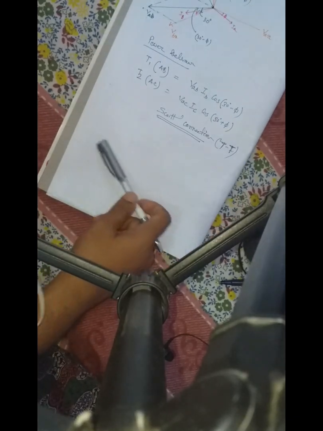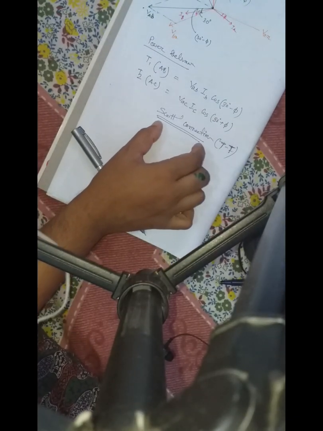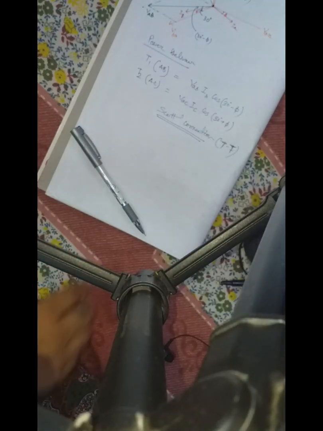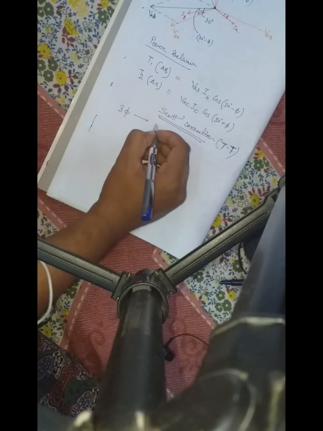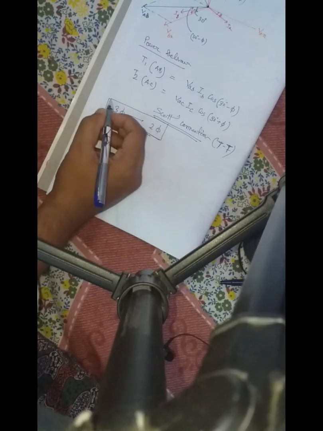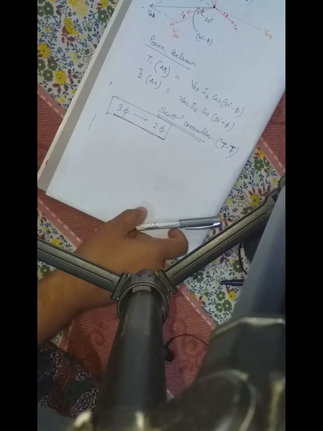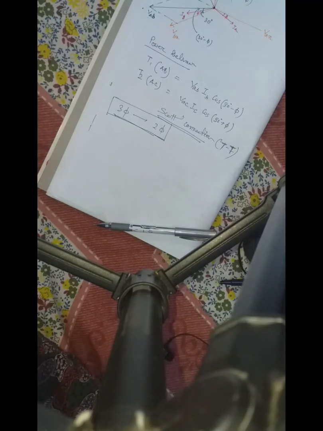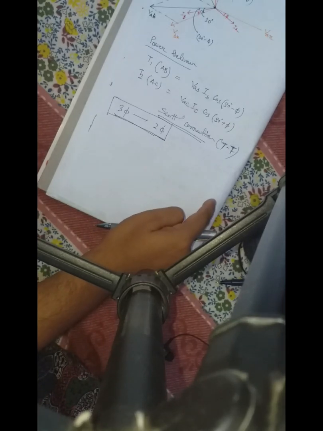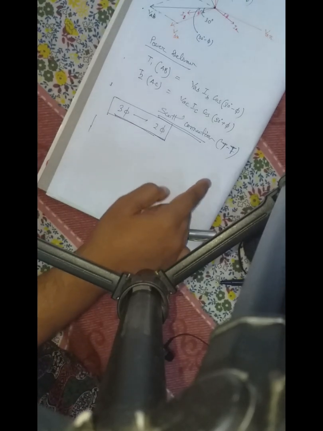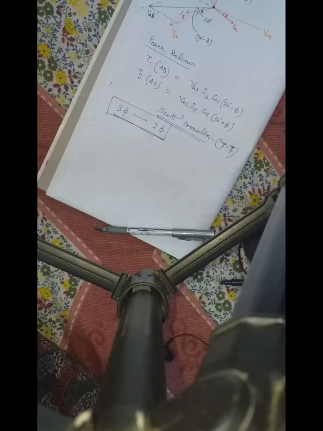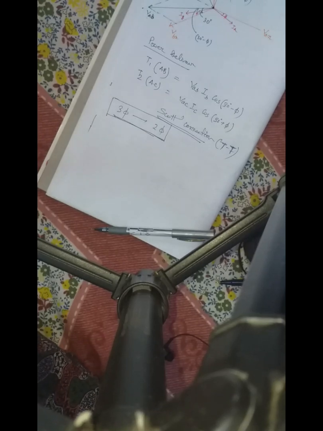The application of this Scott connection is to convert 3-phase to 2-phase. The most important point: many MCQ exams in the government sector ask which is the 3-phase to 2-phase transformer connection or conversion. At that time the answer will be Scott connection. So Scott connection is 3-phase to 2-phase conversion.